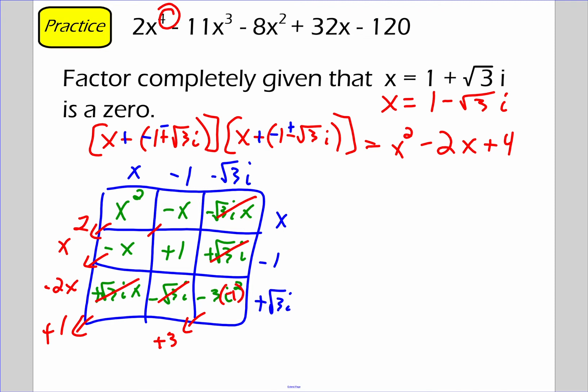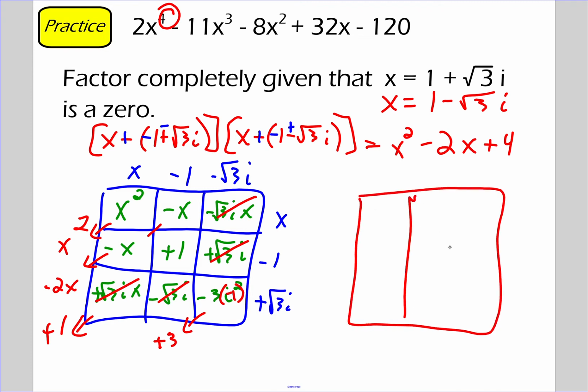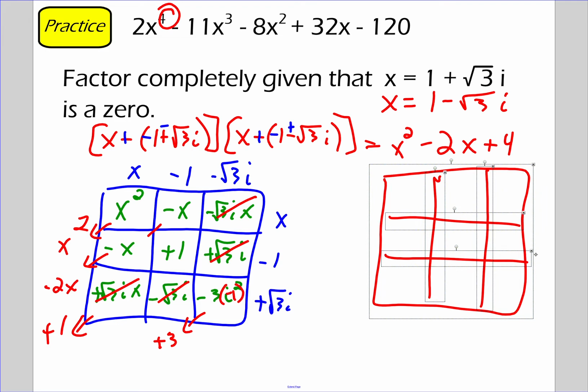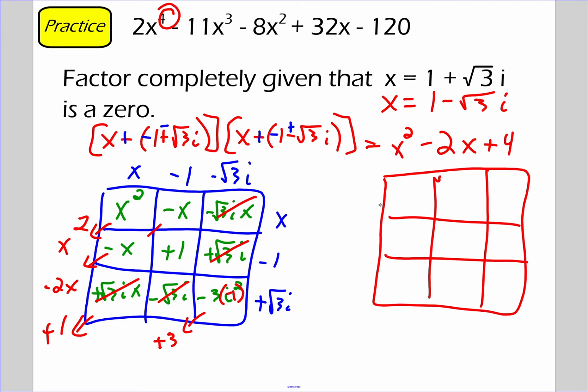Okay, so now we need to divide this quadratic into the fourth degree polynomial and see what quadratic is left over. Again, I'm actually going to use the area model to do this. Since I already have my first trinomial right here, I'm going to go ahead and write our quartic outside: 2x to the fourth, negative 11x cubed, negative 8x squared, positive 32x, and minus 120. So we're going to end up with some other quadratic over here.